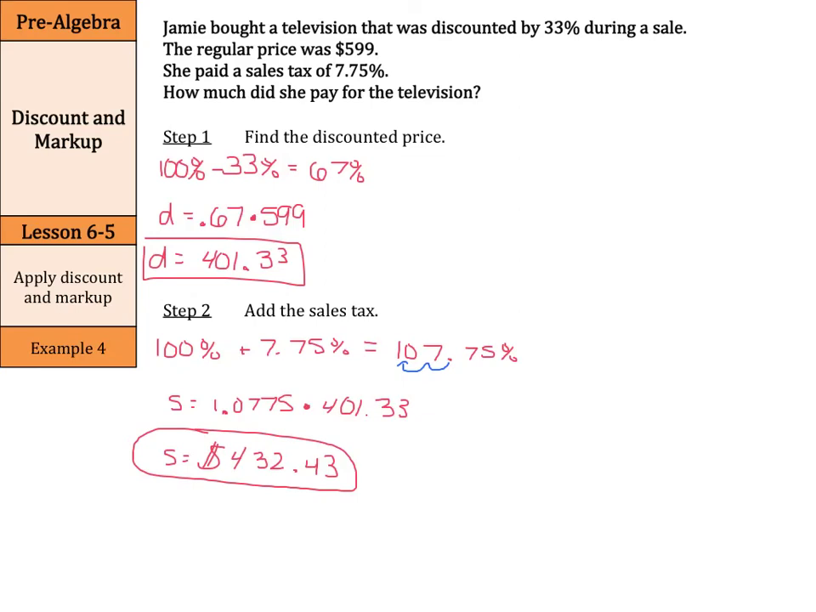As we review this question, we first found the discounted price by saying that's going to be 67% of the original price. So 67% times $599 got me the $401.33. Then I added the 7.75% sales tax, multiplied, and got my final answer. That's it for this lesson. Good luck.